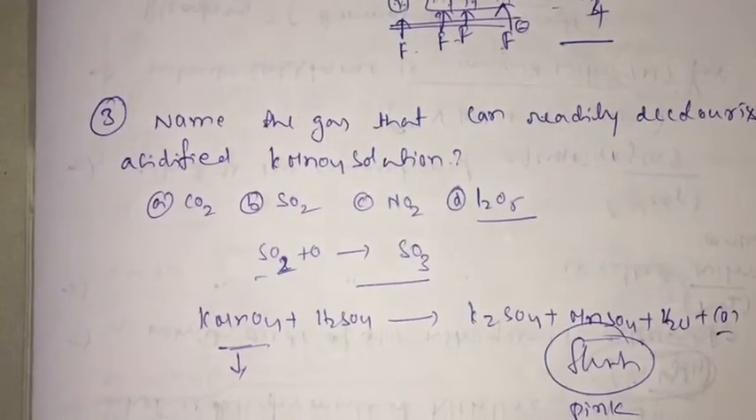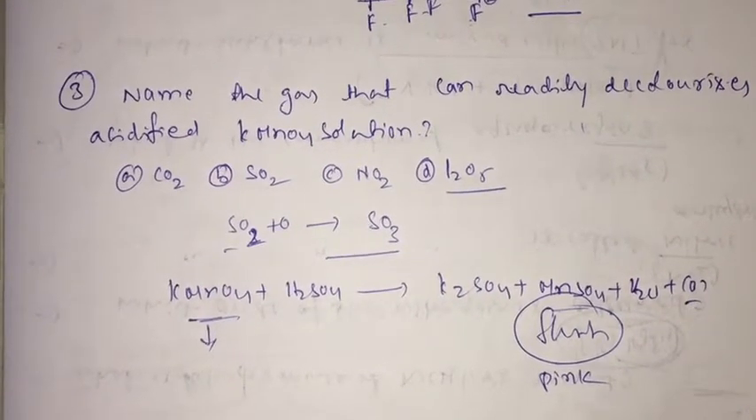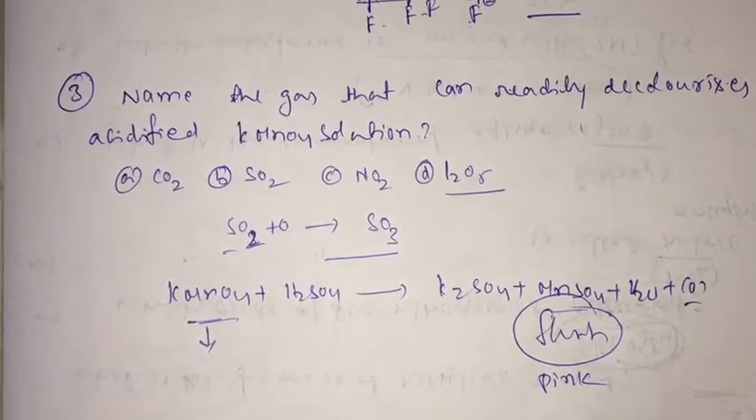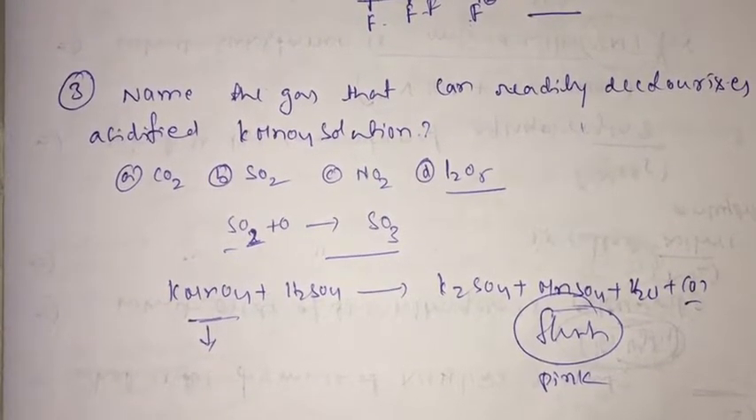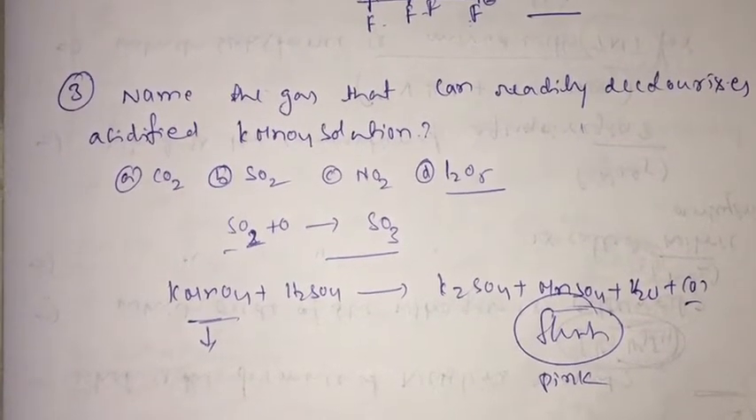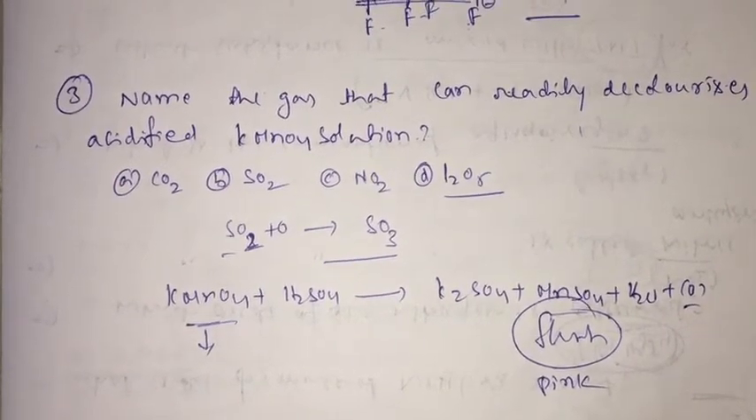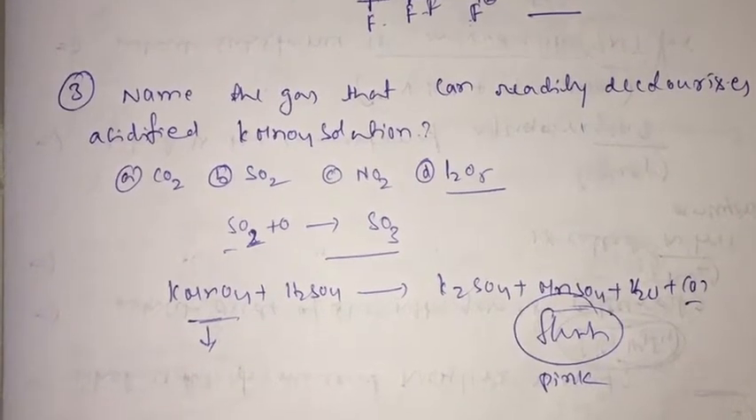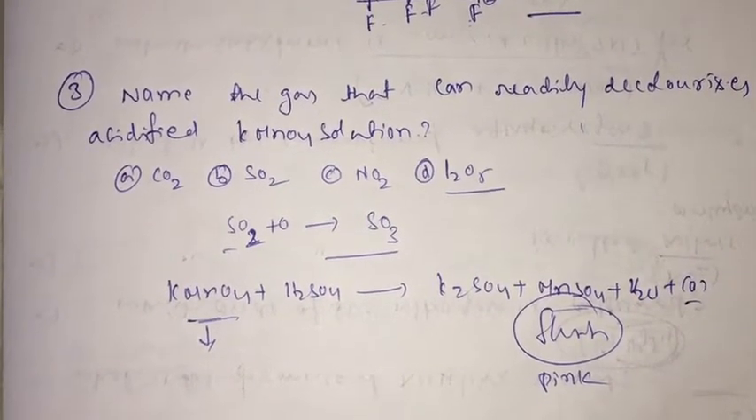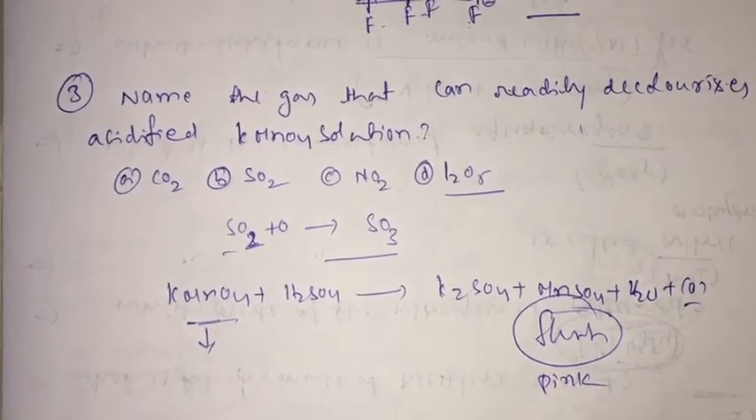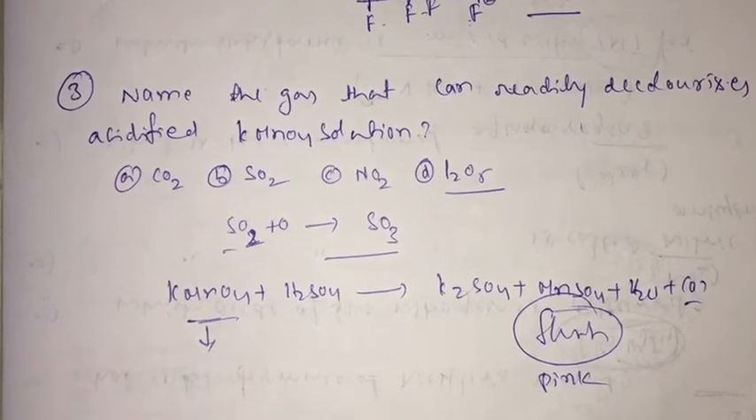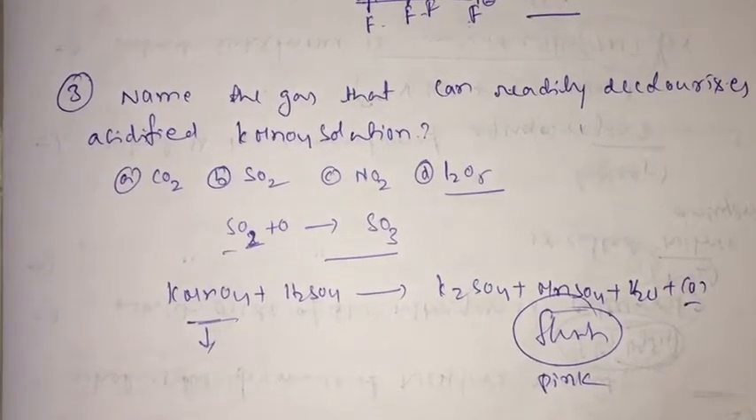Next question: name the gas that can readily decolorize acidified KMnO4 solution. The options are CO2, SO2, NO2, P2O5. In this case, SO2 gains oxygen and changes to SO3, so that can be gained from the acidified KMnO4 solution. The equation is KMnO4 plus H2SO4 gives K2SO4, MnSO4, H2O. SO2 changes to SO3, so SO2 can undergo further oxidation. Why? Because sulfur's maximum oxidation state is plus 6, and in SO2 the oxidation state is plus 4.